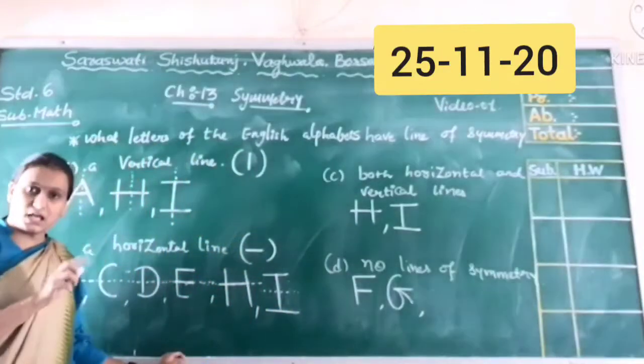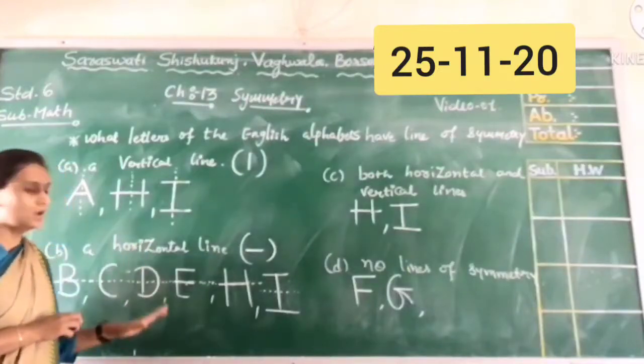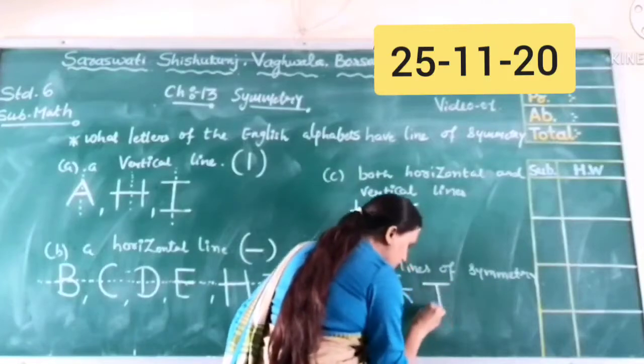Then letter J. We cannot draw any lines of symmetry, okay? We cannot draw vertical or horizontal. So letter J has no line of symmetry.